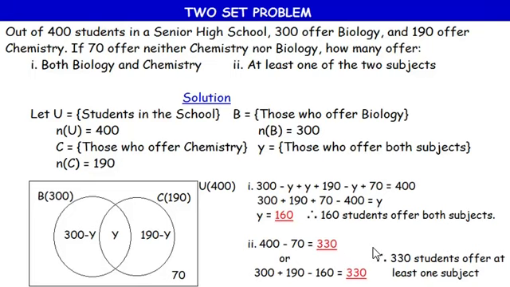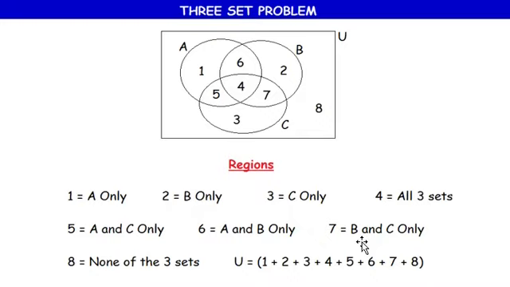So this is generally how to approach the two set problem. Okay, let's now move on to the three set problem. As usual, we have three circles intersecting, right? So we have set A, set B, and set C.